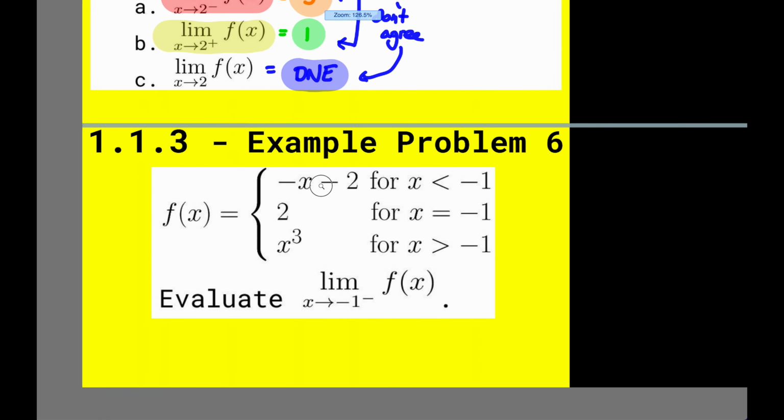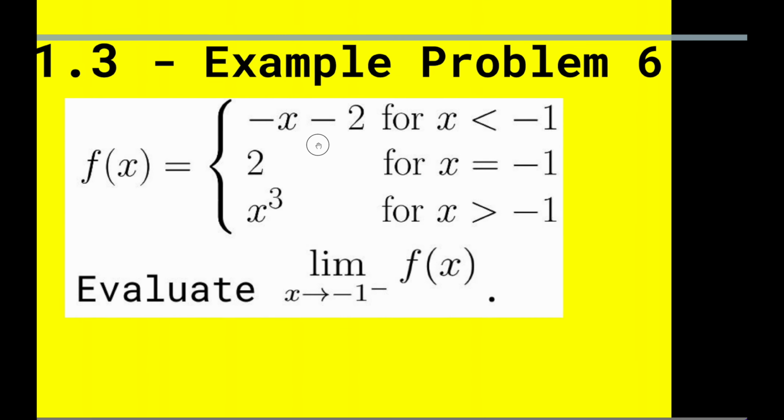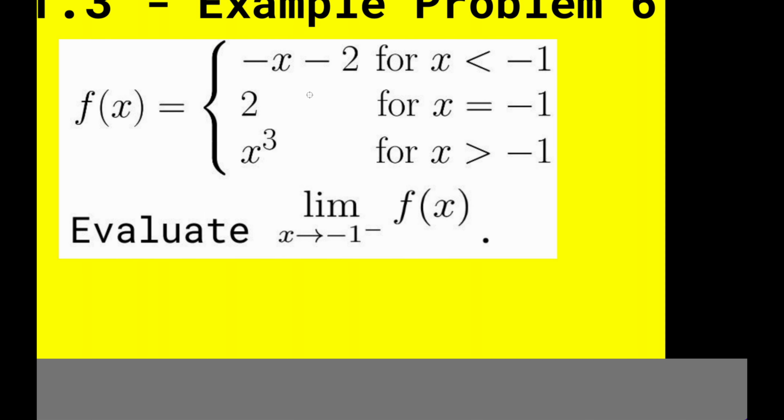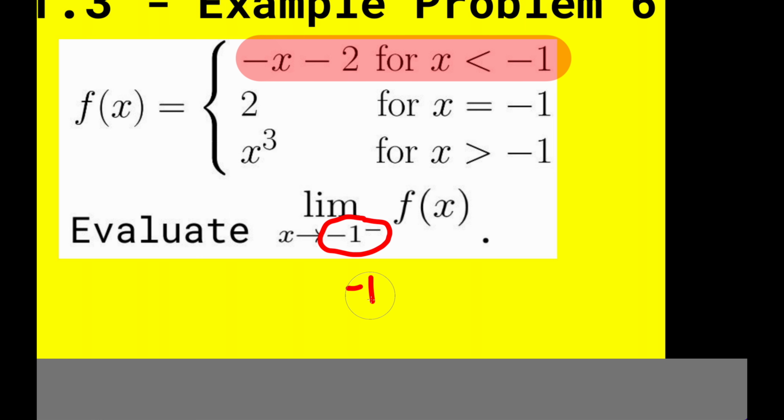Okay, number 6, the last one here. Now we have a 3-piece piecewise function. This is crazy, but again, it's the same kind of principle here. All we're going to do is figure out which piece we use if it's -1 from the left. Well, that's less than -1, so we're going to use this first piece here. Just do a little bit of direct substitution on that. You get -1, -1, which is +1, -2 is -1, and that's the answer for that one.